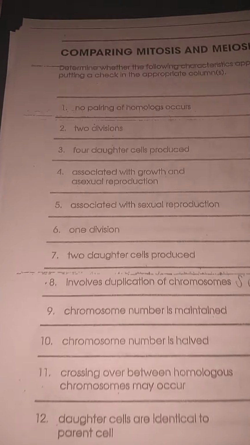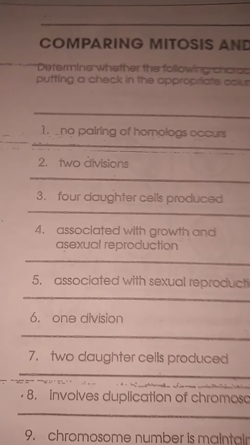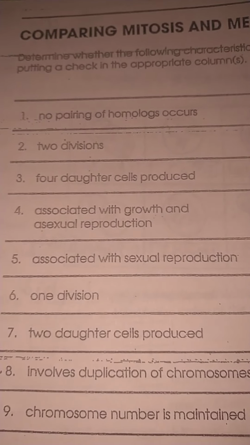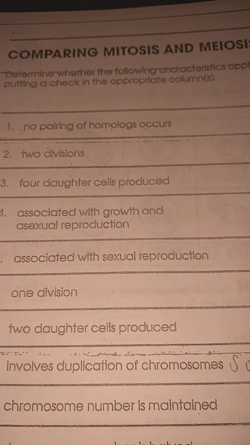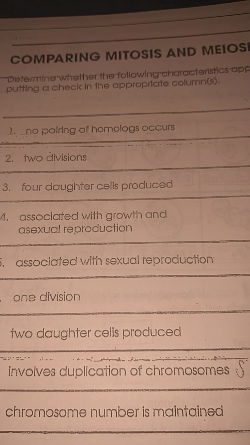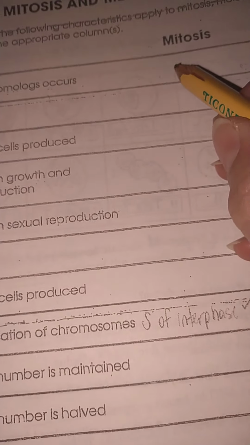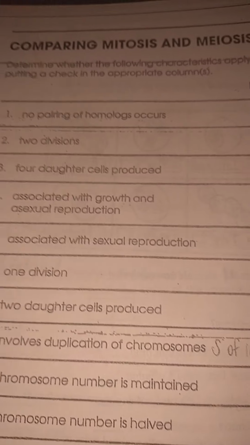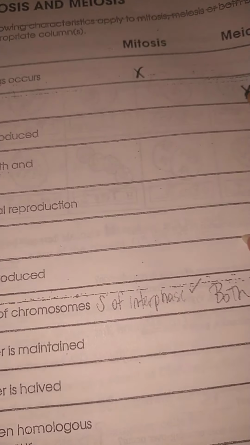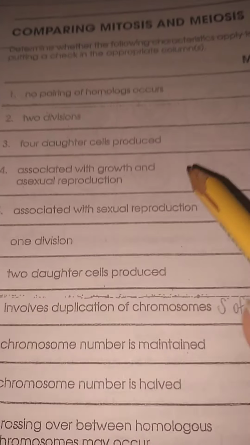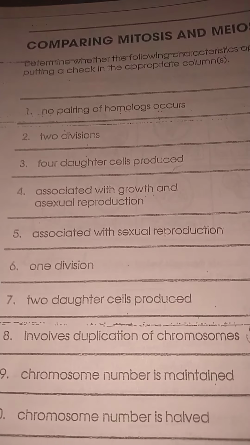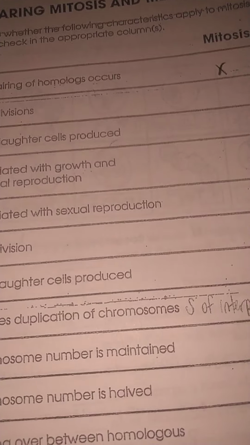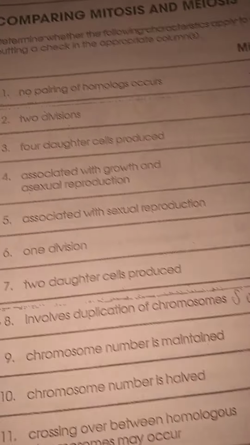Okay, we're comparing meiosis and mitosis. And we're going to say, is this part of mitosis or is this part of meiosis? Number 1, no pairing of homologous chromosomes occurs. Now, it does occur in meiosis. It does not occur in mitosis. 2 divisions. Meiosis goes through PMAT1 and PMAT2, so meiosis has 2 divisions. 4 daughter cells are produced. Well, we only get 2 in mitosis. So we get 4 in meiosis.